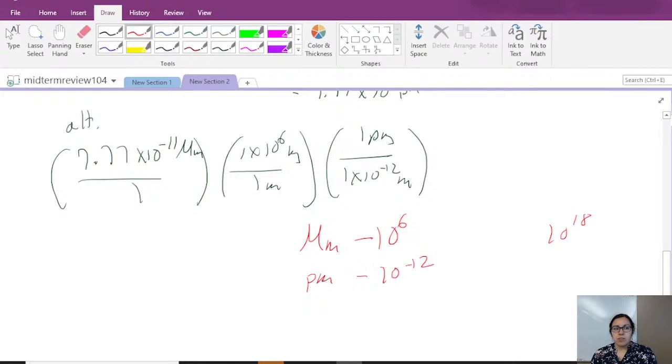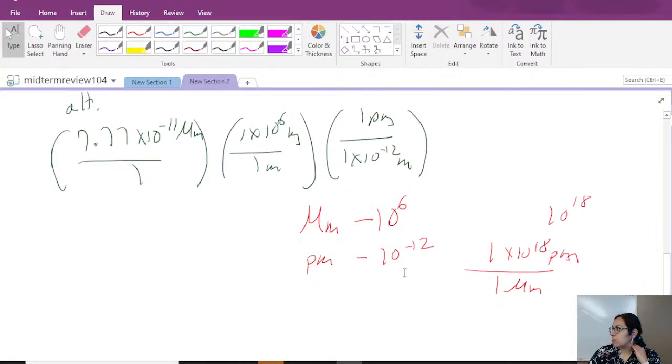And then you know it's the little unit goes into the big unit, so you could write 1 times 10 to the 18 picometers is equal to 1 megameter. And that would also work out. So that's how you could figure out that one-step conversion. So again, just subtract to give you that 10 to the 18 difference, and then set up your factor.